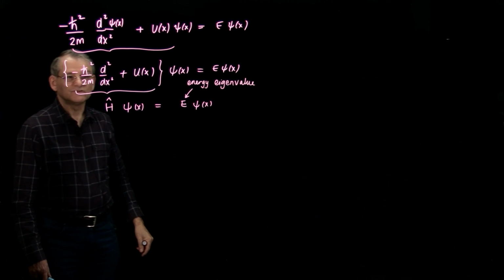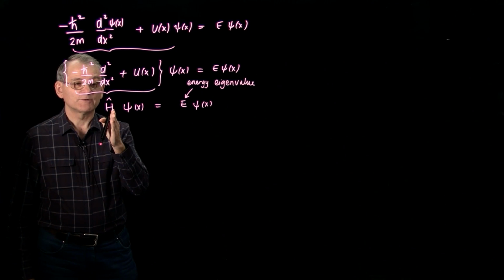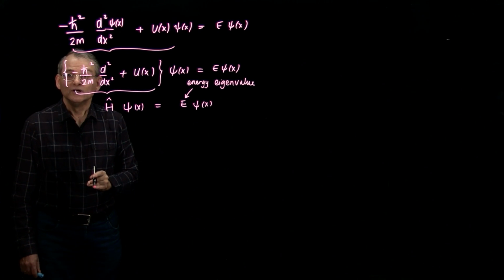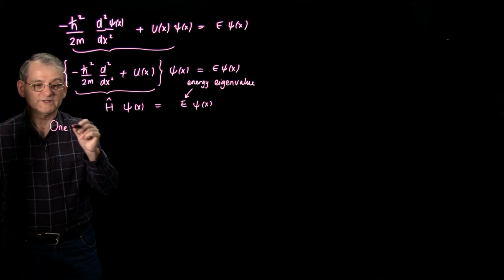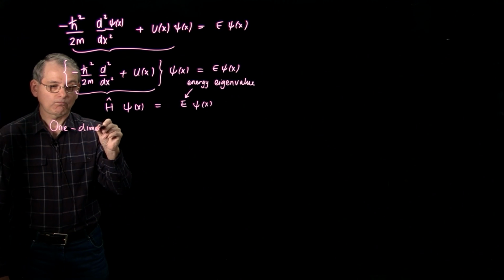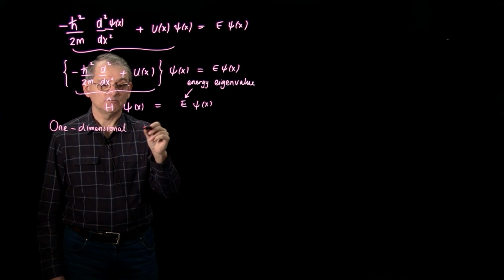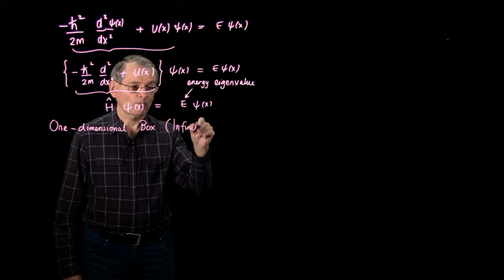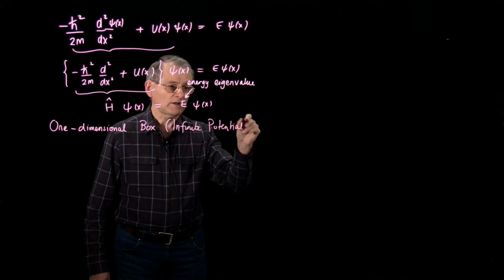In the matrix formulation of quantum mechanics, which you'll meet in later years, the Hamiltonian is represented by a matrix. The eigenvalues of that matrix are indeed the energy eigenvalues of the system. So let's apply this to a simple one-dimensional potential. One-dimensional box, also known as an infinite potential. I have to be a little careful.